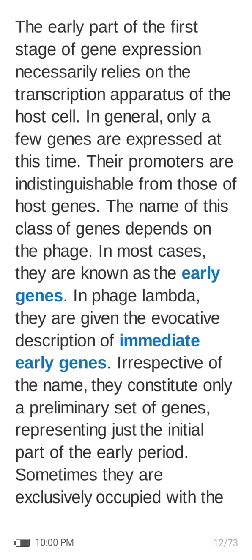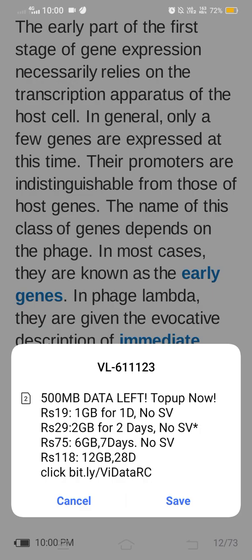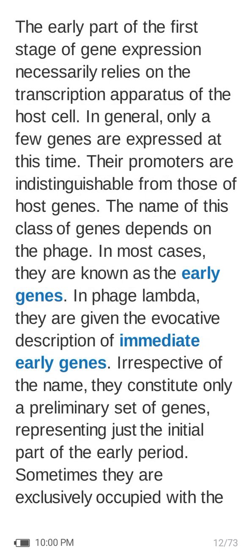The early part of the first stage of gene expression necessarily relies on the transcription apparatus of the host cell. So in general, only a few genes are expressed at this time. Their promoters are indistinguishable from those of host cell genes. The name of this class of genes depends on the phage. In most cases, they are known as early genes. In phage lambda, they are given the evocative description of immediate early genes.